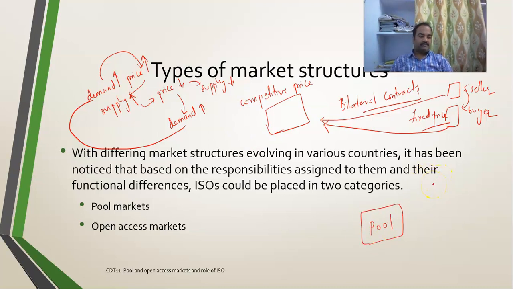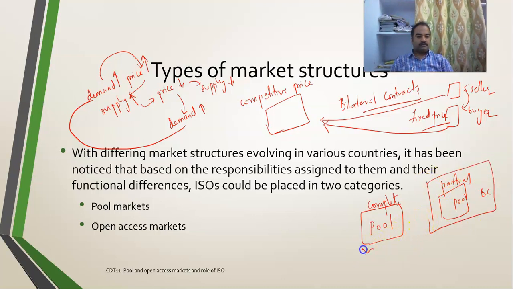Now there is an option for the country. Let us suppose a country wants to implement a pool type of structure rather than the very old bilateral contracts model. Then they have two options: whether to fully implement a pool, where all sellers and buyers must participate in the pool and trade the electricity, or a partial pool operation, where you allow bilateral contracts and pool.